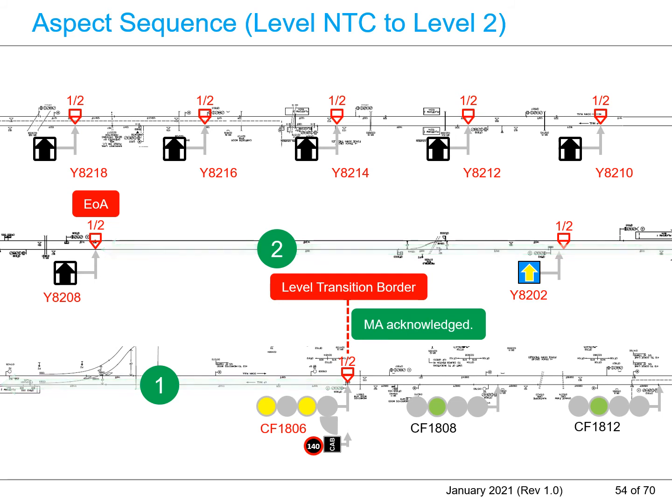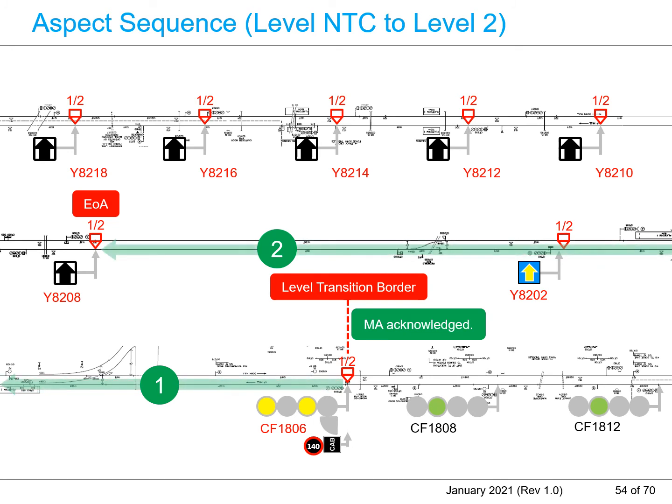The final signal CF1806 in this diagram will only indicate double yellow aspect after all the route conditions are satisfied, and the radio block center confirmed the ETCS on board acknowledged the movement authority. The train driver will observe green aspects and then double yellow aspect on the approach to the level transition border during normal operation, as shown in this diagram.